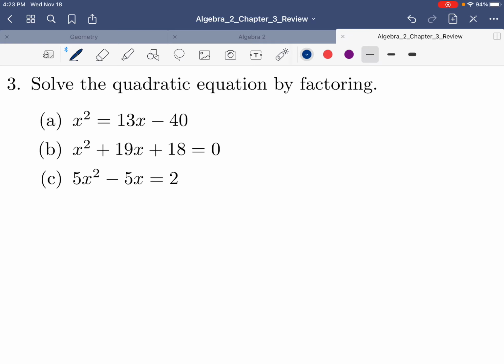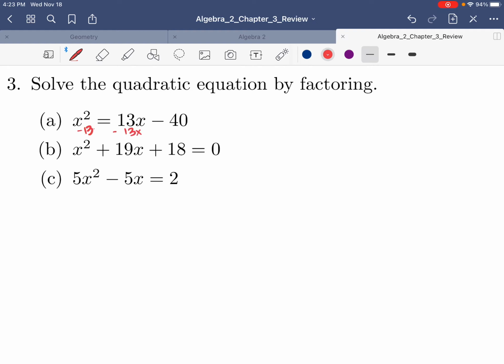Solve the quadratic equation by factoring. Now, the factoring method only works, as with most methods, when you set it to 0. So you're going to want to set these equations to 0. So the first one, where I have x squared equals 13x minus 40, I'm going to get rid of the 13x to the other side.